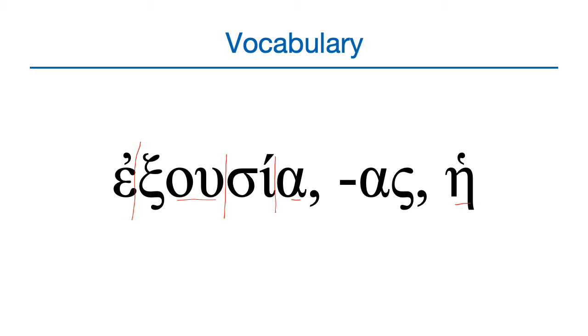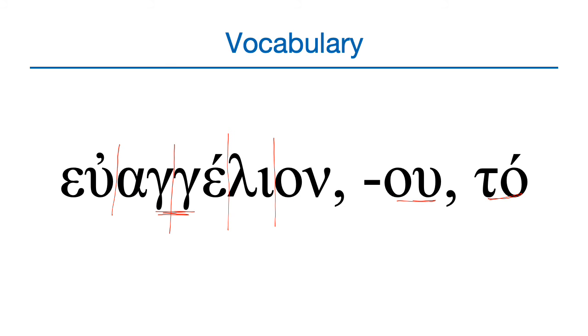Exousia ends with an alpha, indicated by the article to be feminine. So you will have exo, because this is a diphthong, exousia. And then you have euangelion, and this is in the genitive, it will look like this. The article is to, showing that it is neuter. To syllabify this, eu is a diphthong. Yep, you separate there. Alpha, you have 2 consonants that are the same, and the rule is you separate them. So angelion.